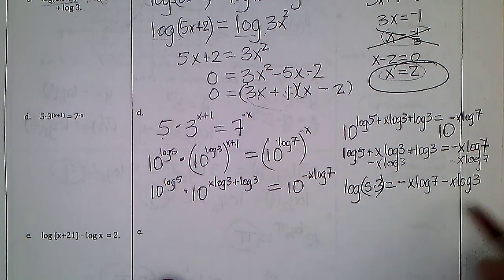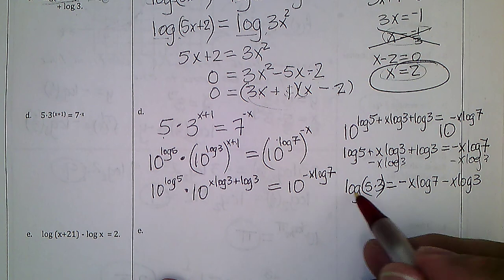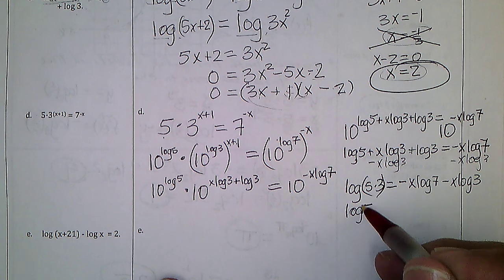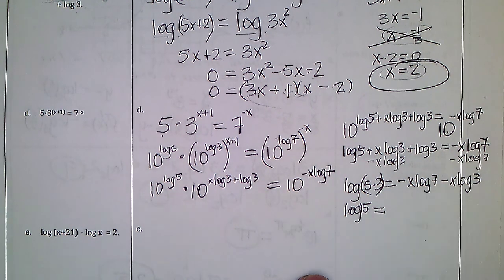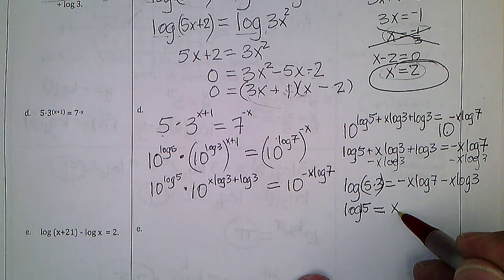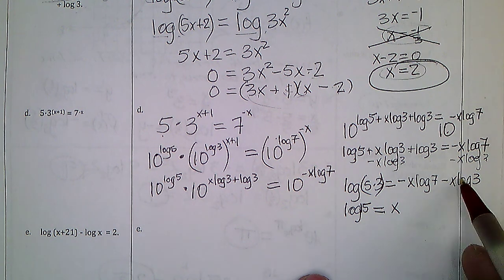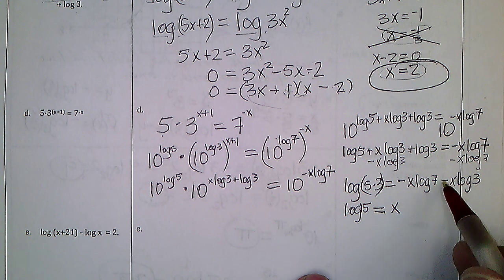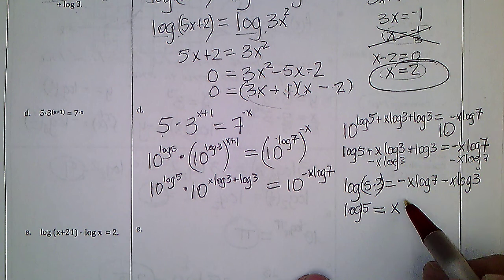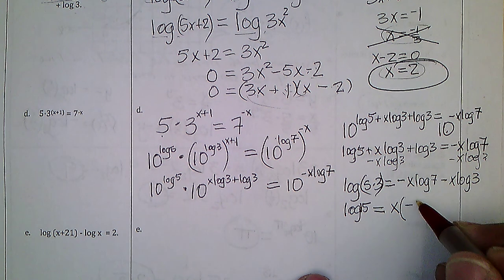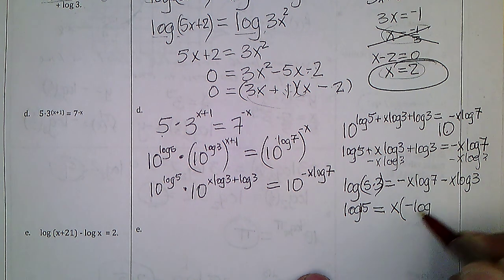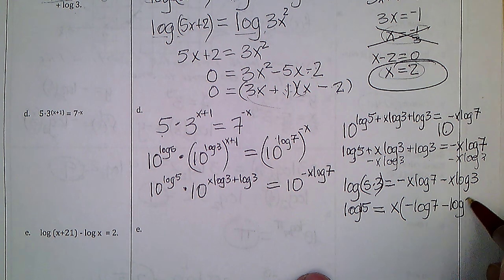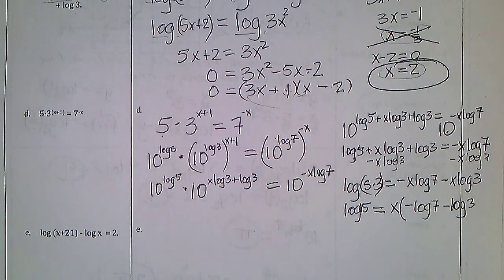And this is where several of you got messed up. So we got log of 5 times 3 is 15 equals, and some of you factored out the x and then just said, oh, they're subtracted, so divide. But no. I would factor out a negative x, but if you don't factor out the negative, it's negative log 7 minus log 3. So they're both minus.